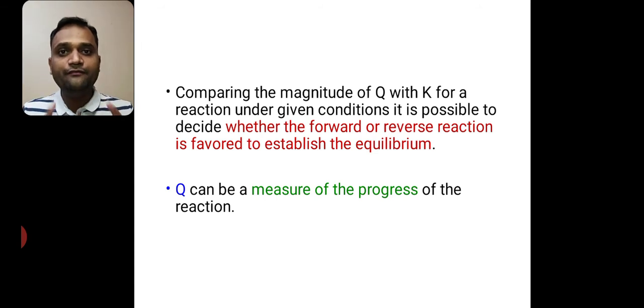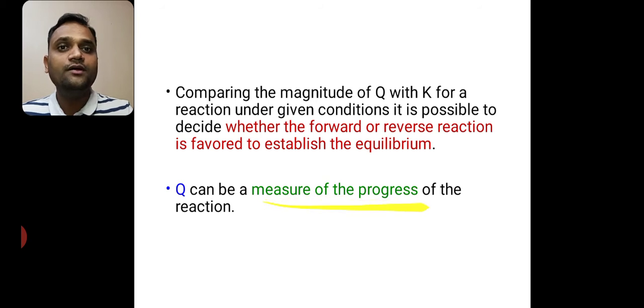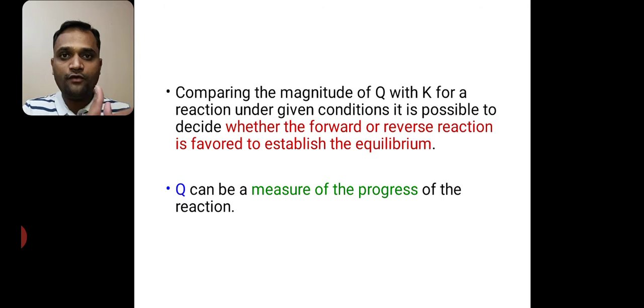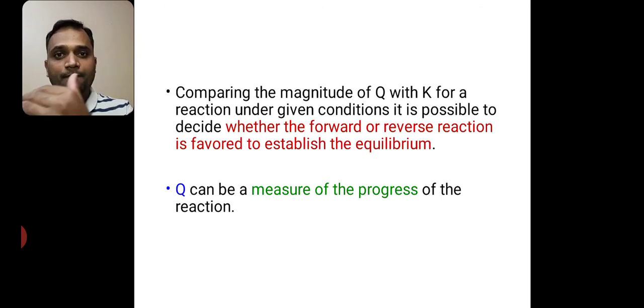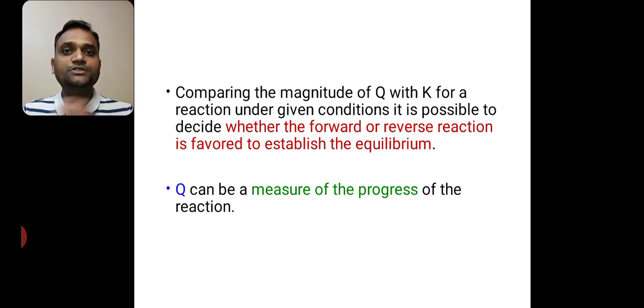So from that we can say that Q can be a measure of the progress of the reaction, whether that reaction will go in the forward direction or in the backward direction to establish the equilibrium. We can predict it from the value of Q. Now how? See, there are three important conditions.